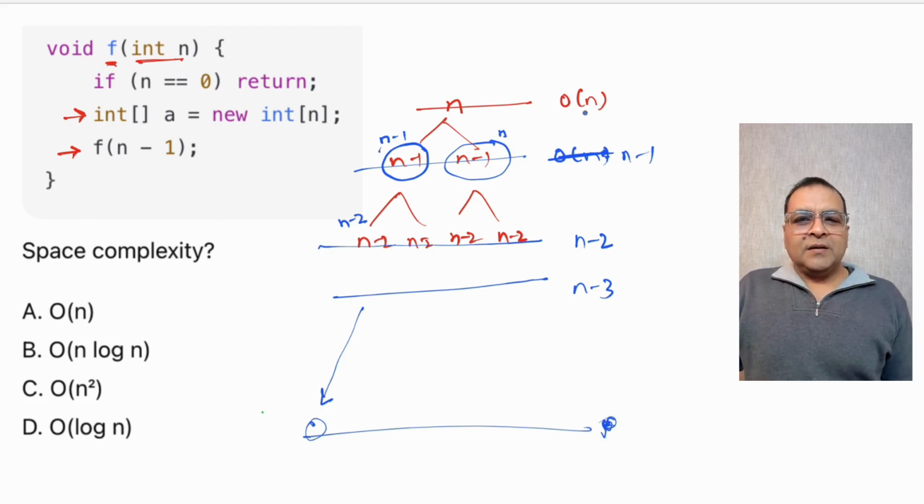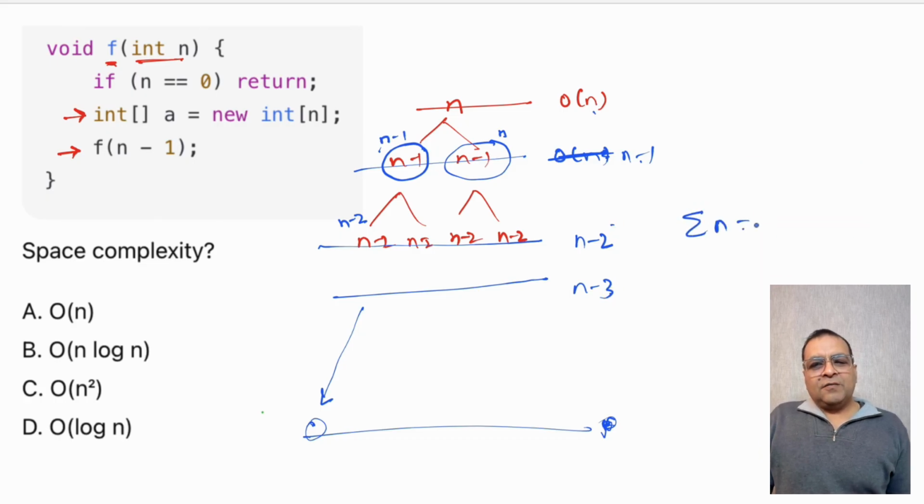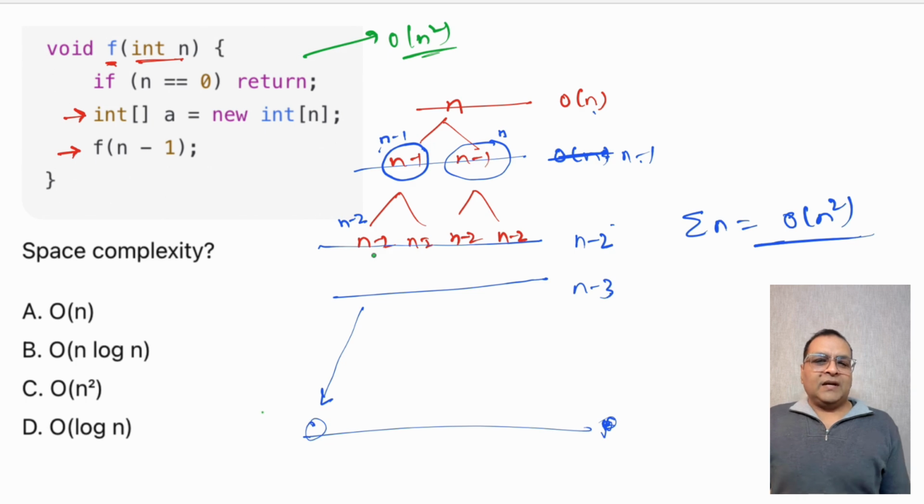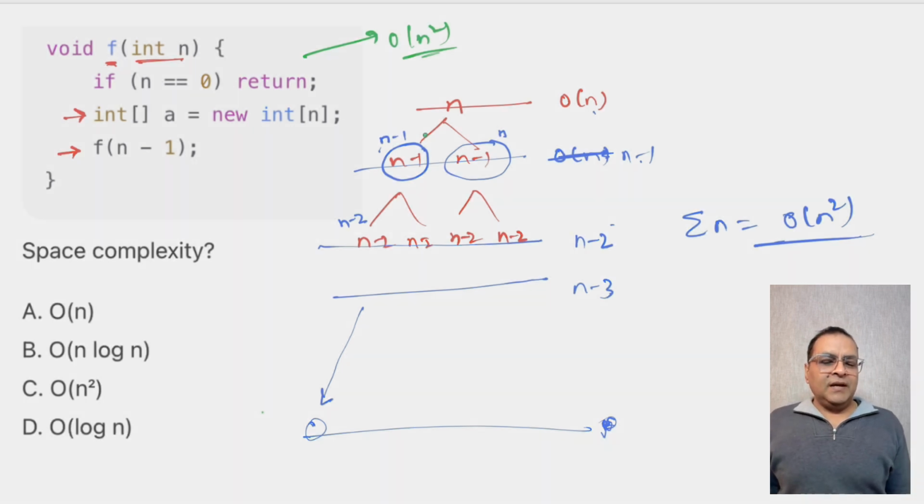Therefore, the total memory consumption is n plus n minus 1 plus n minus 2 plus n minus 3 and so on, which is summation of n, which is O(n^2). So this is the memory complexity. This function takes O(n^2) memory. What about the time? Because this is exponential growth, you can conclude that the time taken will be exponential.